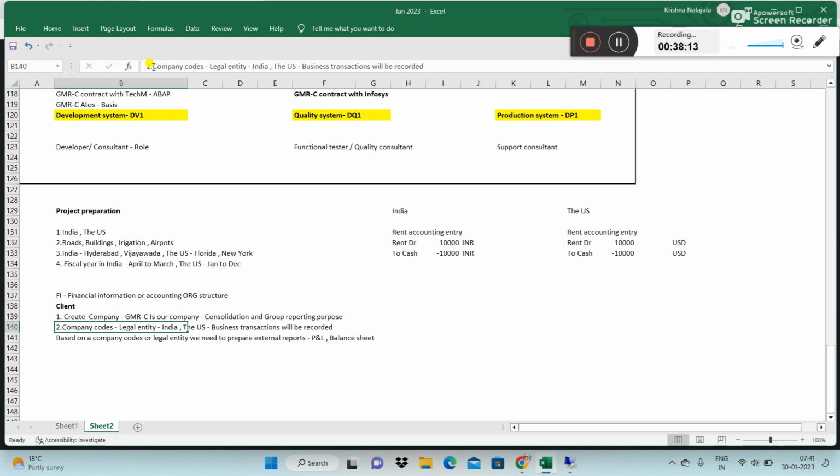Okay, I've created it as an individual unit. Create or define, anything, it's the same meaning. Create company codes. Next, what do we have to do?